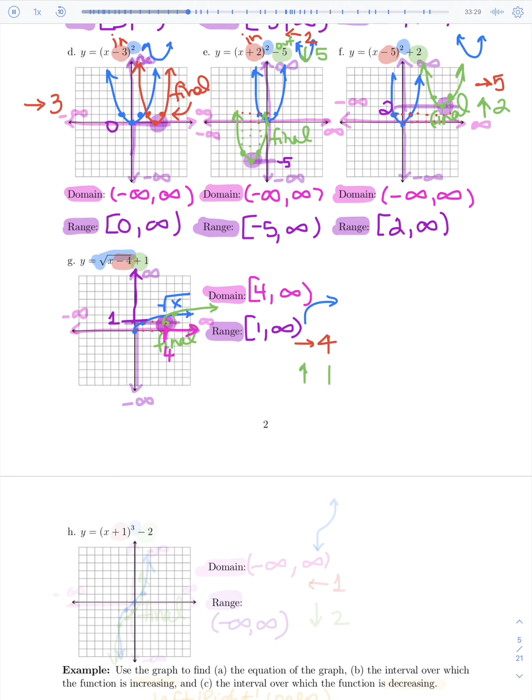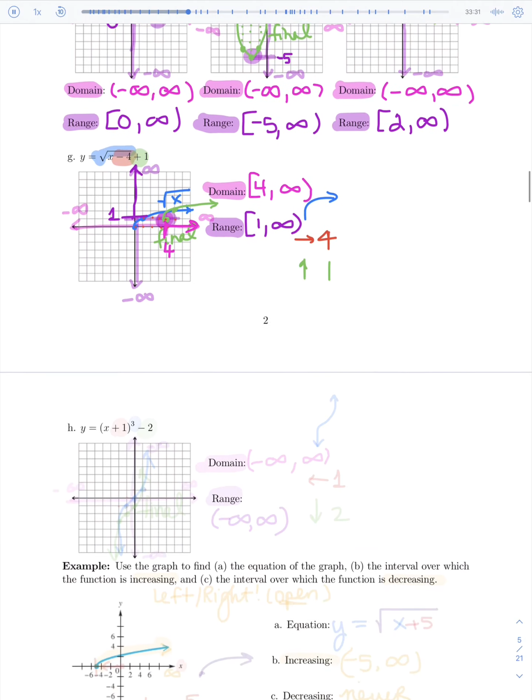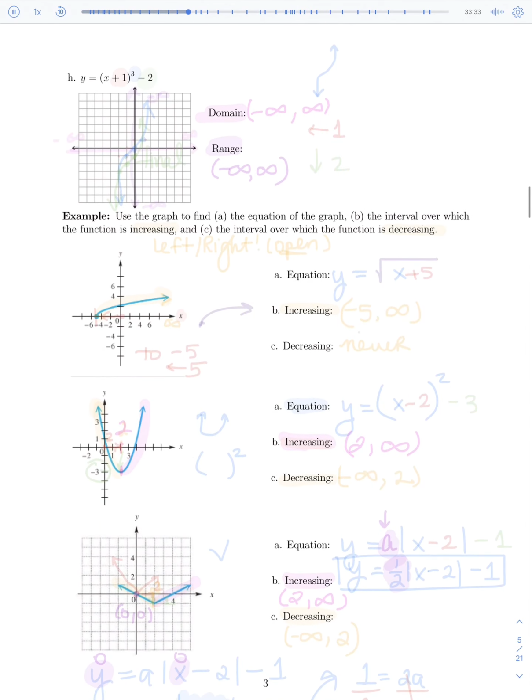On this final graph, we've got a cubed graph, a 3 on it. Remember what a cube graph looks like? The shape looks like a snake going upward, something like this. Then we've got a plus 1 on the inside next. Remember, that's going to do the opposite of what you'd think, so it's actually going to shift us left 1. Then we've got a minus 2 on the outside, which is going to shift everything down 2.